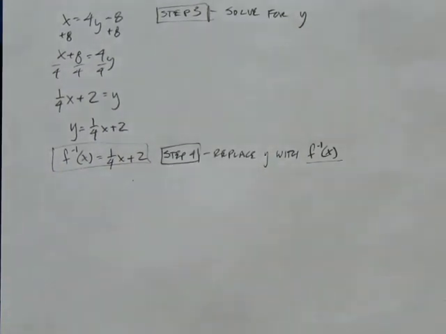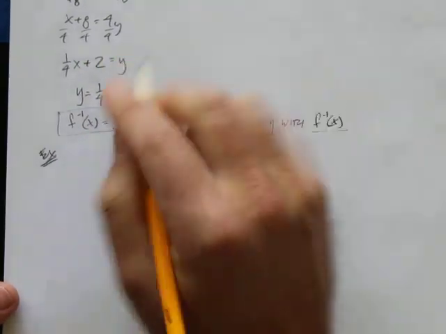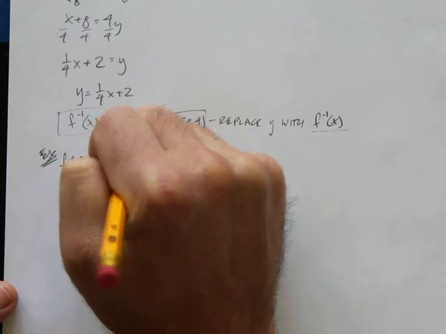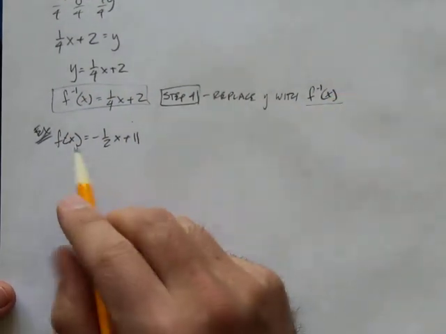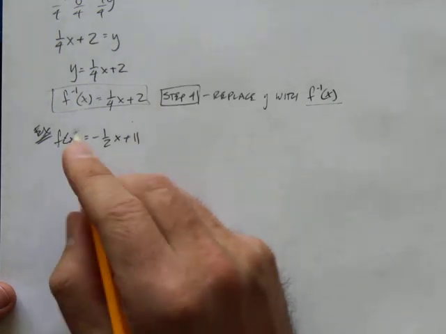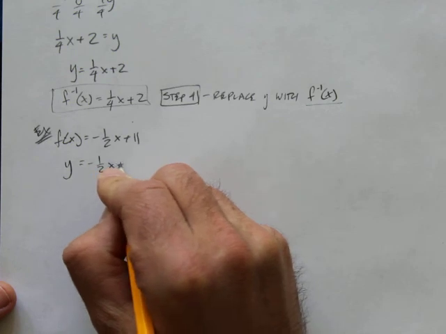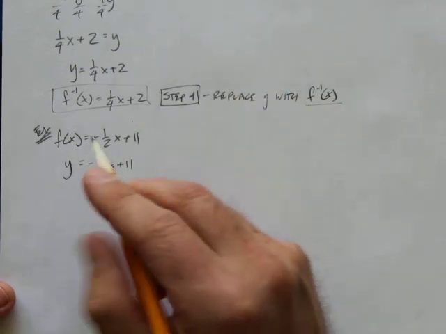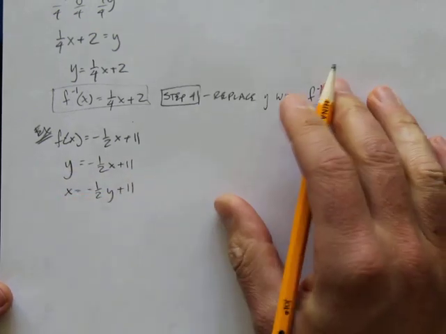So we're going to do a few examples here. Let's do probably 3. So let's do one together. f of x equals 1/2 x plus 11. What I'm going to do, step 1, I'm going to switch f of x and y. So y equals -1/2 x plus 11. Now I'm going to switch x and y. x equals -1/2 y plus 11.